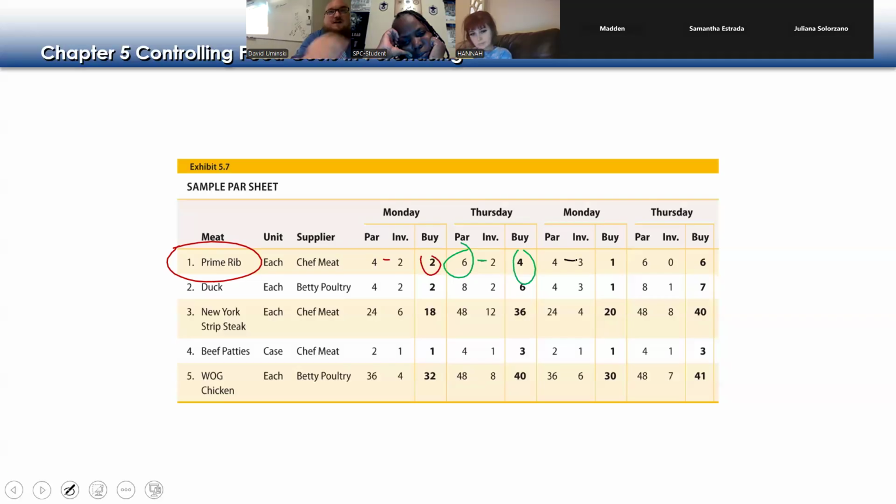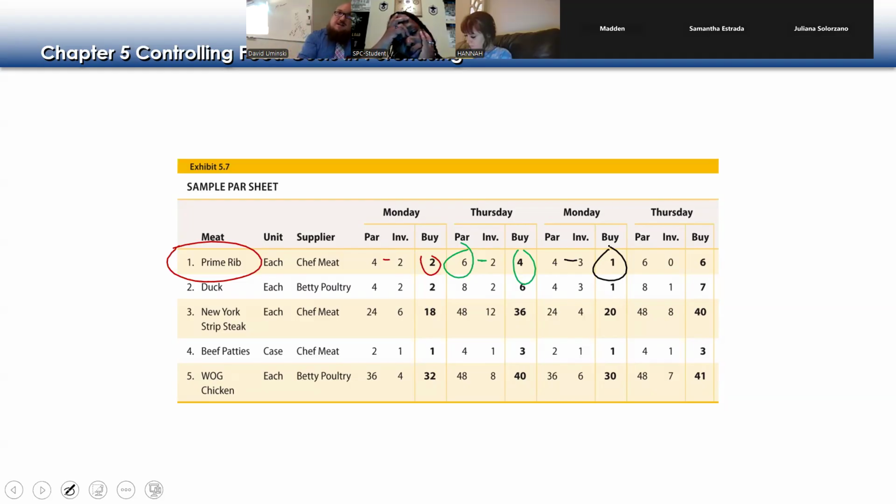Our par is 4 on Monday, just like it was the previous Monday. But this time I go in and we have 3 prime ribs. That means our weekend maybe wasn't as busy as we thought it was going to be. Maybe it rained, and so we didn't have the number of guests that we thought we were going to have. Or maybe there was some other special event that we didn't know about. So I've got those 3. I'm going to subtract it. This time I'm only going to buy 1. And I'm going to use those 3 first, and then I'll use that new one.